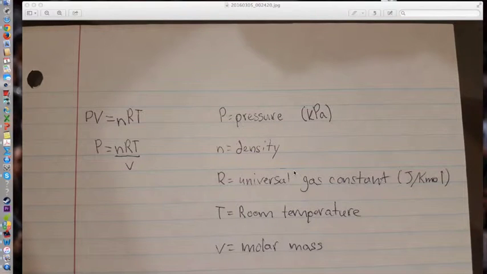So now for our calculation part, we need to figure out the work done by the balloon. But before we solve that, we need to figure out the pressure of the balloon. So the pressure is recorded in kilopascals, and the equation is PV equals nRT. Where P is the pressure, n is the density, R is the universal gas constant, which is in joules per kmol. The T is equal to the room temperature, which is measured in Kelvin, and V is equal to the molar mass of air.